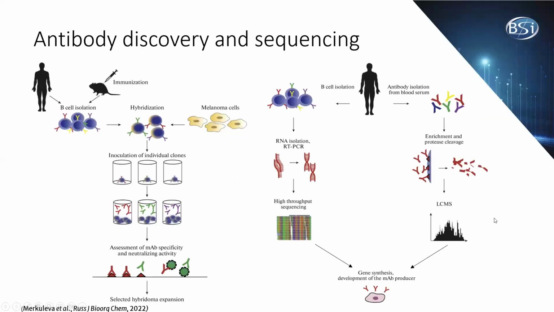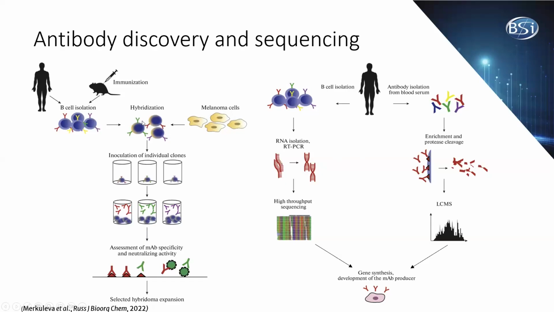So there are a number of different ways or workflows in order to discover new antibodies. I'm just showing a couple examples here involving immunization, B-cell isolation, or enriching for antibodies from blood serum. There are other ways, including yeast and phage display systems.